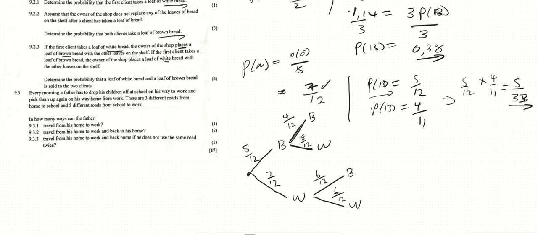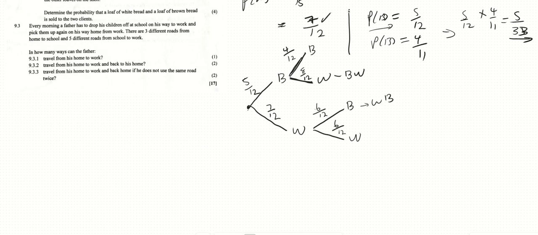So we determine the probability that the 2 clients chose white bread and brown bread. There's no order of which one was chosen first, but we know that this one is brown and white, this one is white and brown. So the client might have chosen brown and then white, or white and then brown. Or means add, and means multiply.